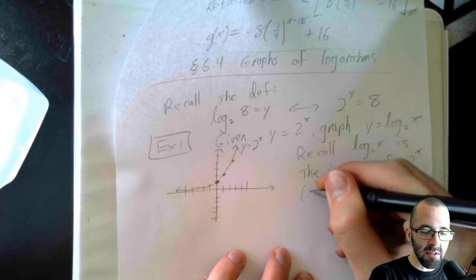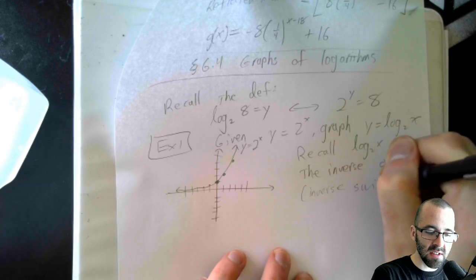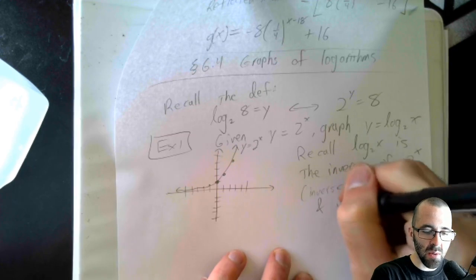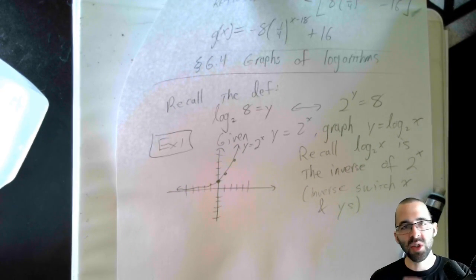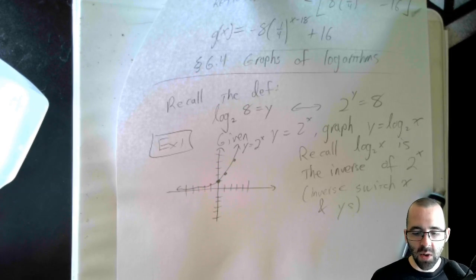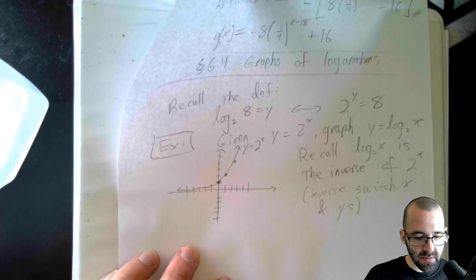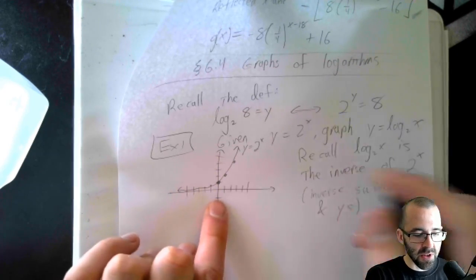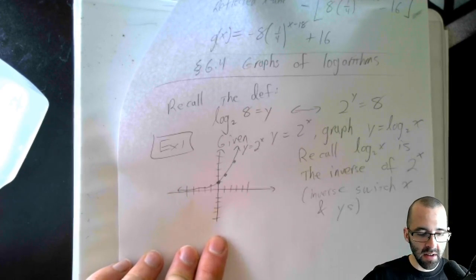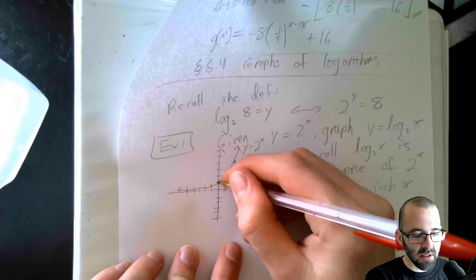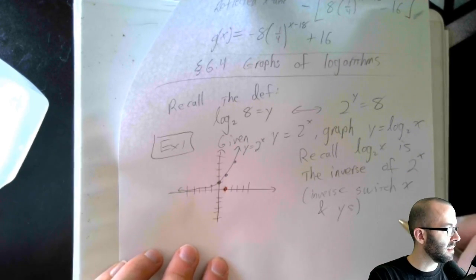And remember, the whole idea of inverses is that it switches x's and y's. That's how we found inverse functions. We just switch the x's and the y's and we solve for y. Well, if we want to graph an inverse, we just switch the x and the y coordinates. So for 2 to the x, that has the point 0, 1. On its inverse, it's going to have the point 1, 0, switching the x's and the y's.